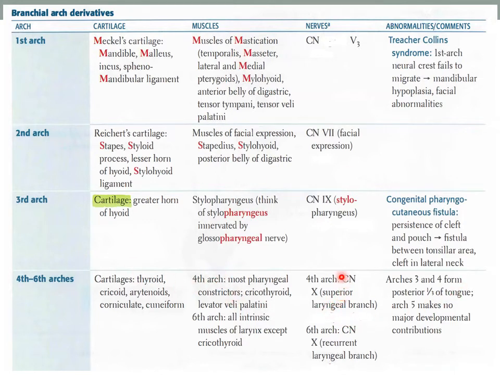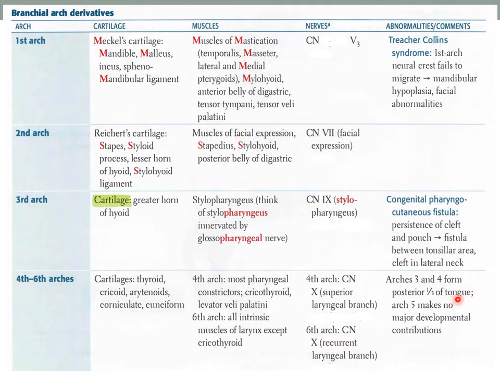So the nerve that supplies the fourth arch is cranial nerve 10, which is the vagus, by the superior laryngeal branch. So the superior laryngeal branch of the vagus supplies the fourth arch, while the sixth arch is supplied by the recurrent laryngeal nerve, the recurrent laryngeal branch of cranial nerve 10, the vagus.